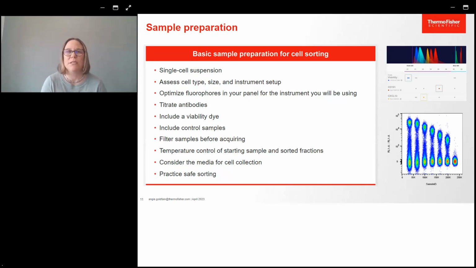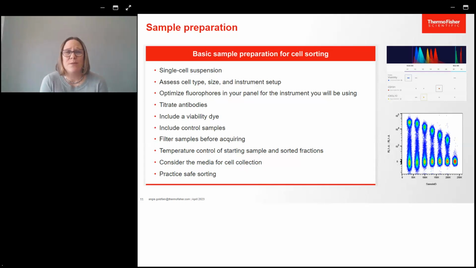As we talked before, single cell suspension is really, really important. Remember, we're pushing the sample through a nozzle or a small orifice, depending on the system, and if we have clumps of cells, that will clog that orifice. Clogging is something that happens with cell sorting, but we'd like to avoid it as much as possible. So as much as you can do to get a single cell suspension, the better.